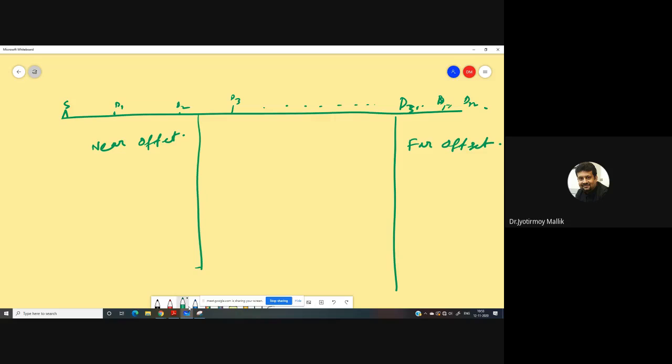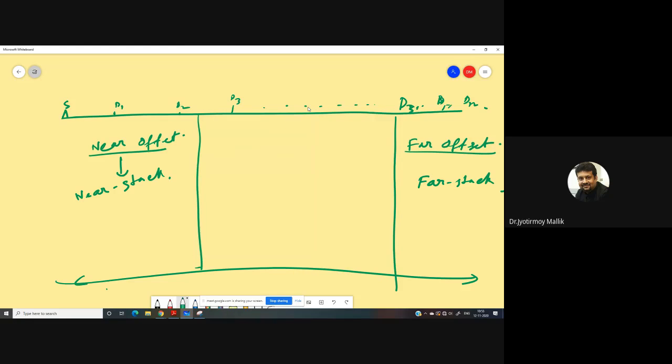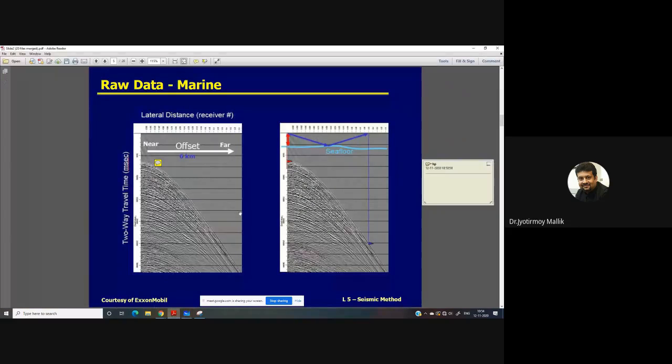If I only work with the data of the near offset, that data is called near stack. If I only work with the far offset data, that is called far stack. If I work with the full coverage of the data, that is called full stack. Okay, and we will see why they are important in a moment. So far so good, clear?